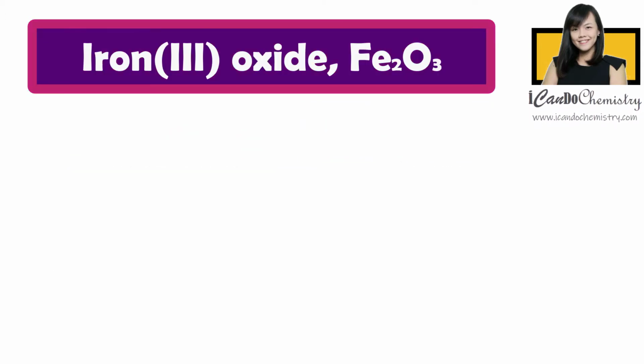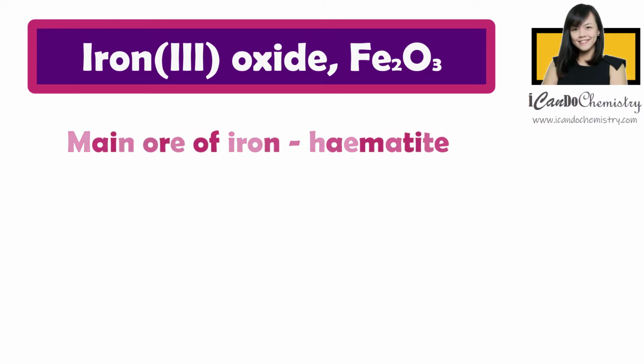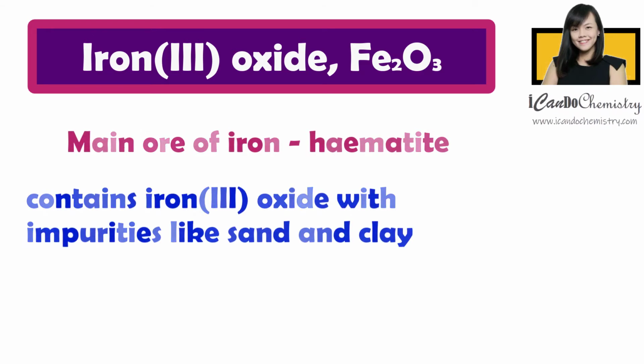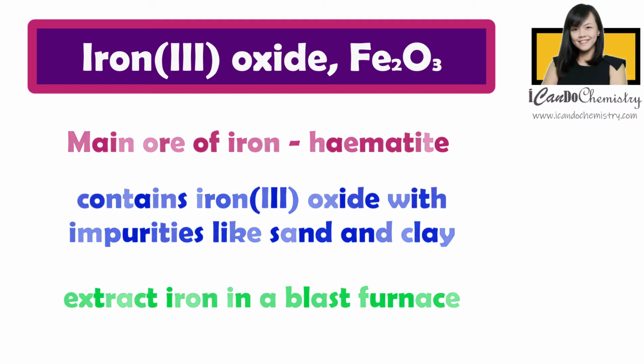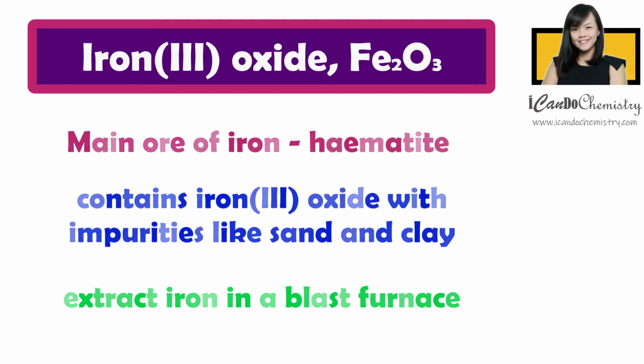Number 27. Iron-3 oxide. Chemical formula Fe2O3. The main ore of iron is hematite. It contains iron-3 oxide mixed with impurities such as sand and clay. We can extract iron from hematite in a blast furnace.